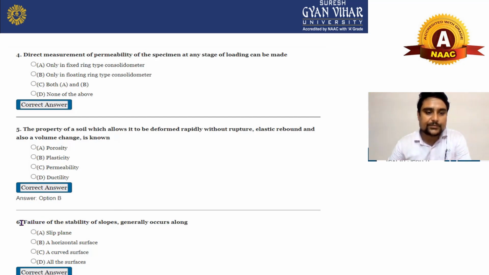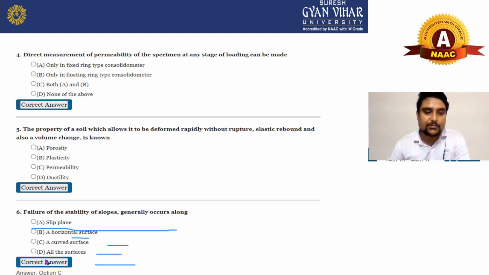The next question is failure of stability of slope, which is given here. Failure of stability of slope generally occurs along. What will be your right answer? Slip plane, horizontal surface, curved surface, and all of the surface. And here your right answer will be C. C will be your right answer, which is a curved surface.